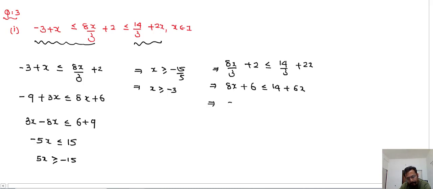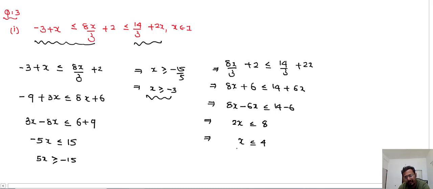So if you merge the 1 and 2, we get that x must be greater than equal to minus 3 and it must be less than equal to 4. So this is the solution, and x belongs to I. So we can say the solution set, as it is an integer, is minus 3, minus 2, minus 1, 0, 1, 2, 3 and 4. Now how to represent this on a number line?